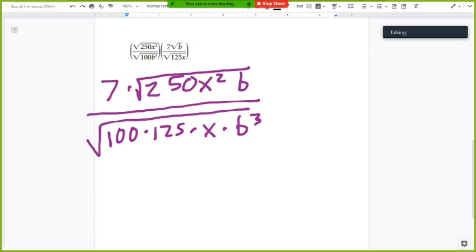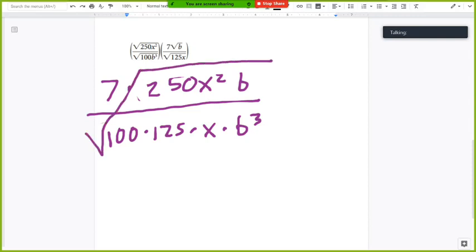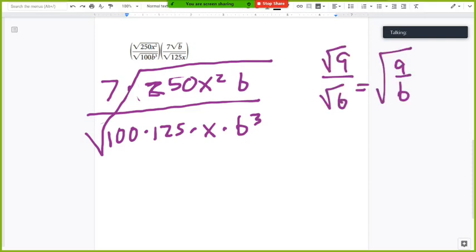So what I could do is erase these radicals here and write it as one big radical. In other words, the square root of a over the square root of b is equal to the square root of a over b. I could divide these first before I take the square root. And previously I used this rule: the square root of a times the square root of b is equal to the square root of the product of those two.